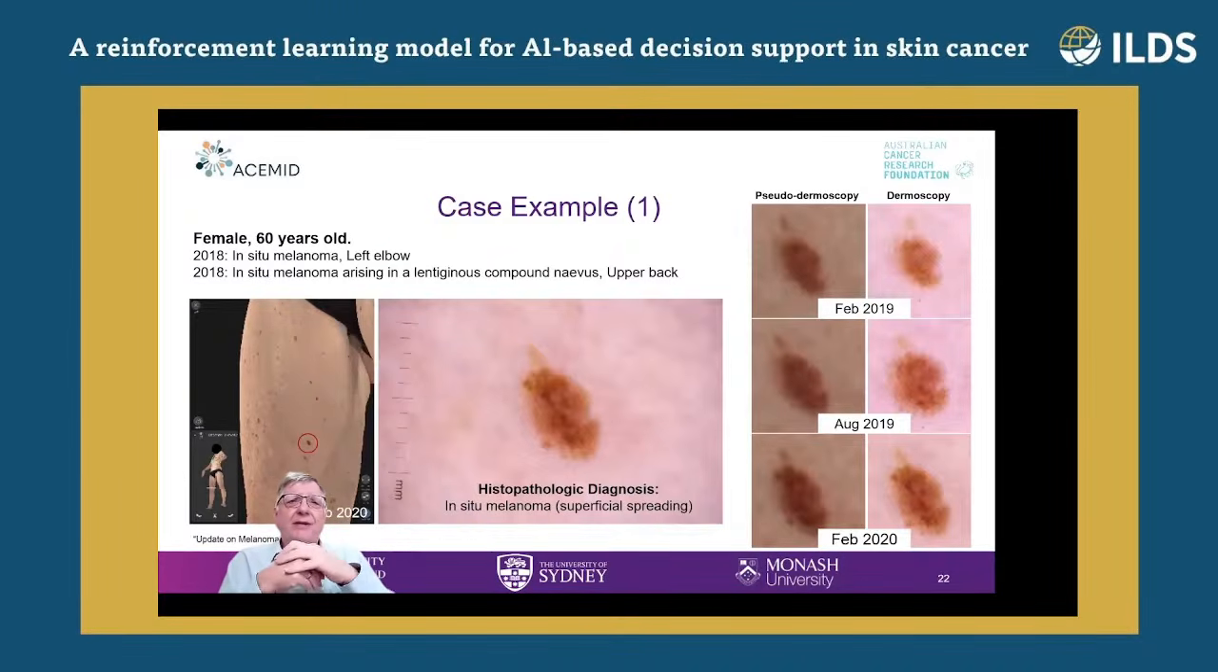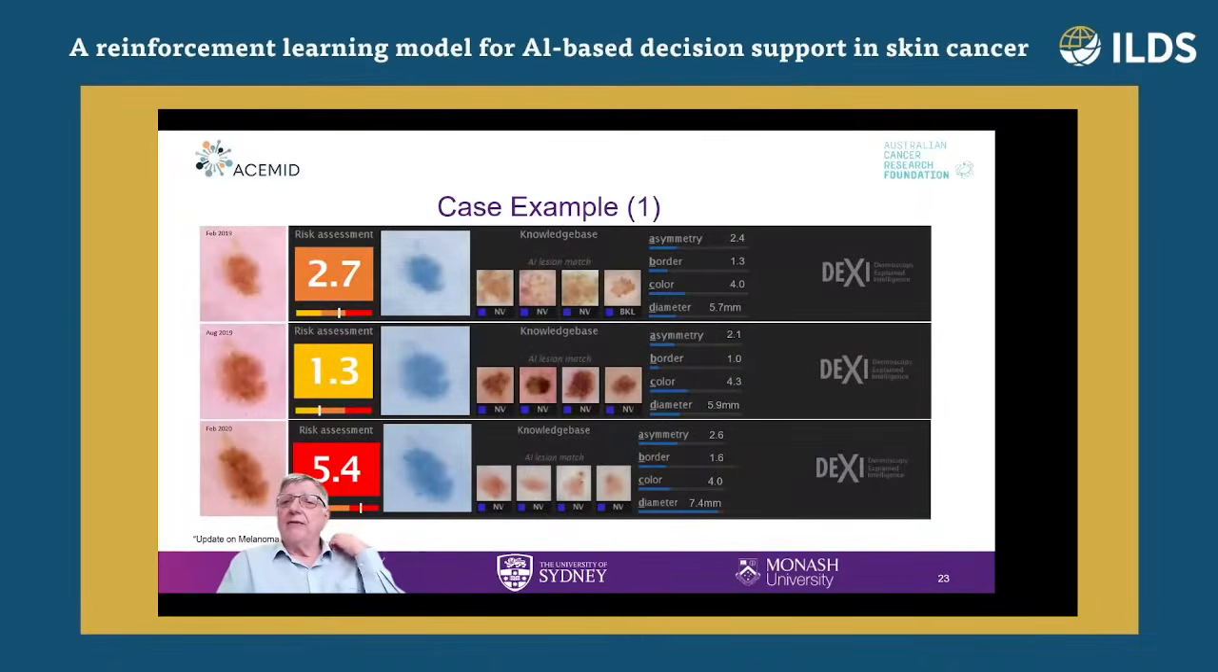And of course, in all fairness, the question is, when did the melanoma start? Was it a nevus at the beginning, also in August 2019 a nevus, and then it switched to a melanoma, or was it already melanoma earlier? The so-called DEXI score, which is an integrated score based on dermoscopic images, shows you that in this specific case, at least according to the artificial intelligence, the melanoma is just detected in February 2020.